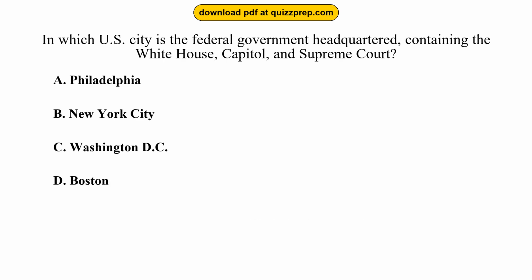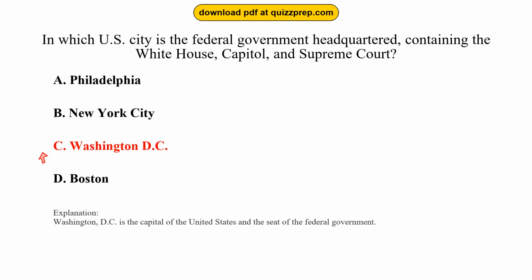Question 48. In which U.S. city is the federal government headquartered, containing the White House, Capitol, and Supreme Court? Option A, Philadelphia. Option B, New York City. Option C, Washington, D.C. Option D, Boston. The correct answer is option C, Washington, D.C. Washington, D.C. is the capital of the United States and the seat of the federal government.